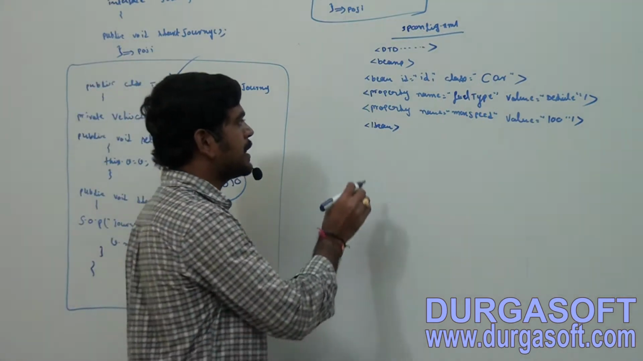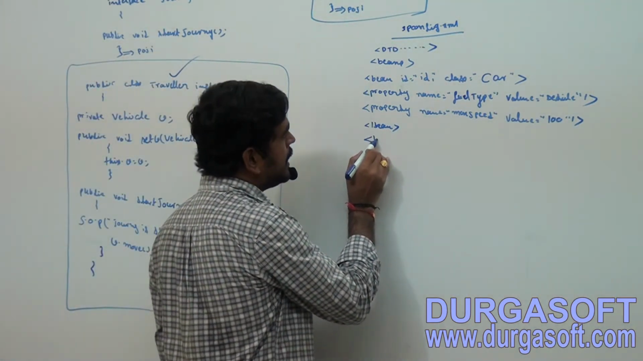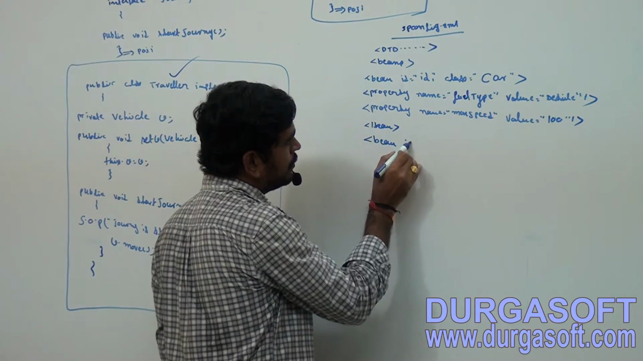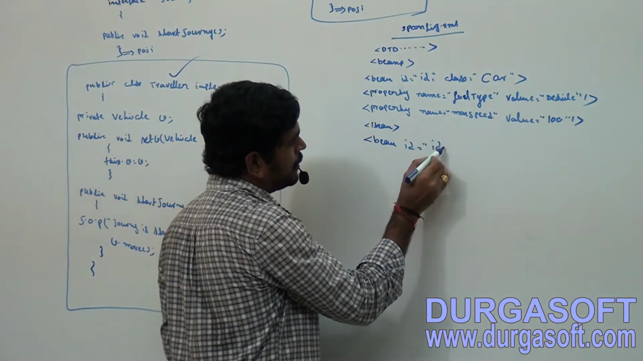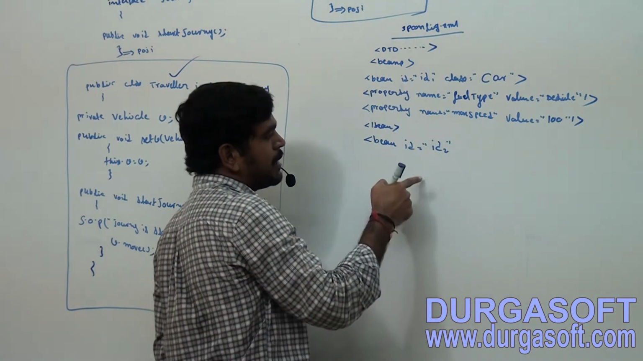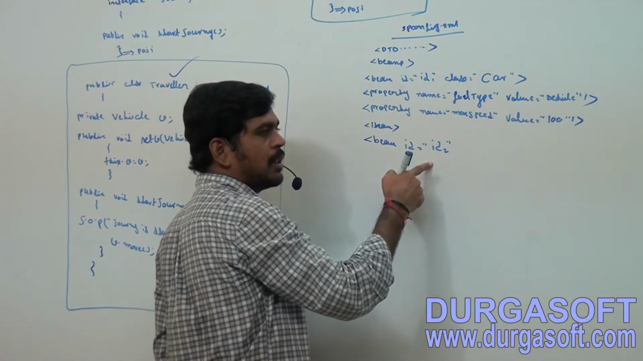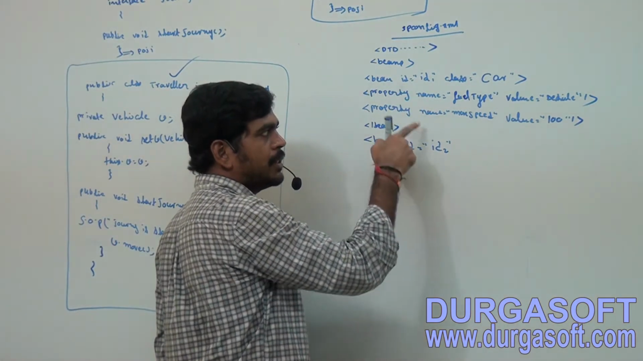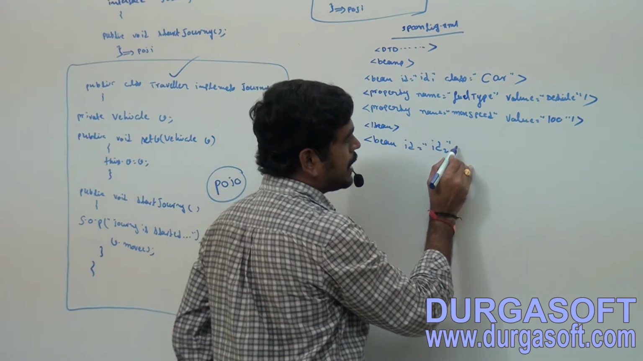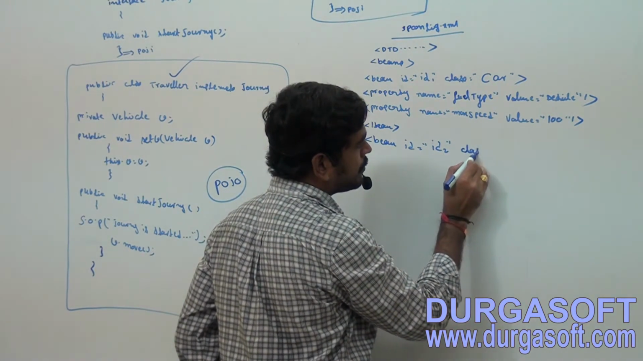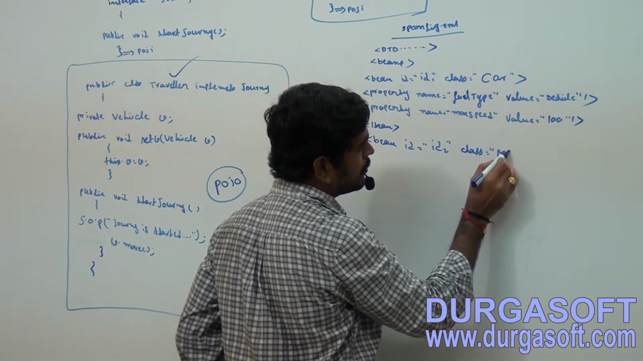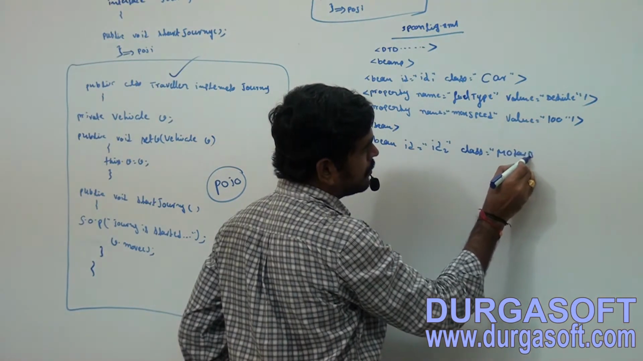Then the second bean is there. Bean ID is equal to ID2. Within the same XML file, duplicate IDs aren't allowed. We have to take unique IDs. Then class is equal to motorbike.